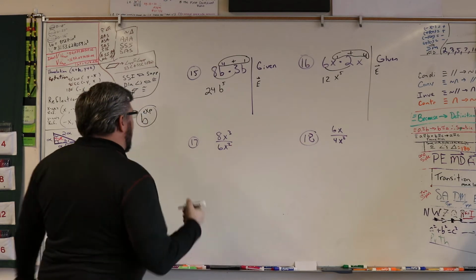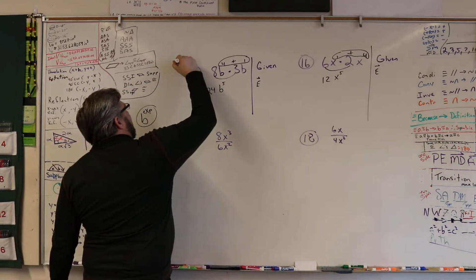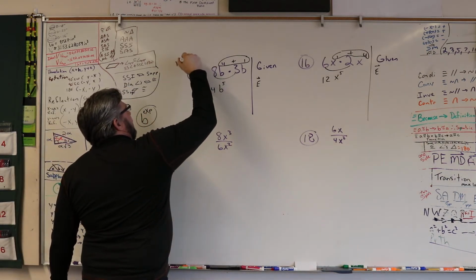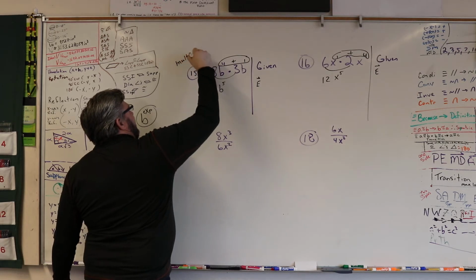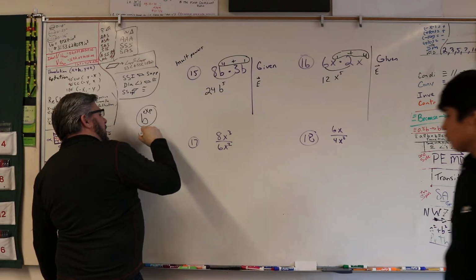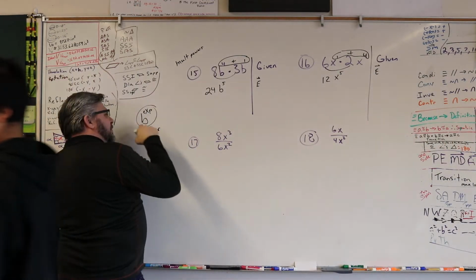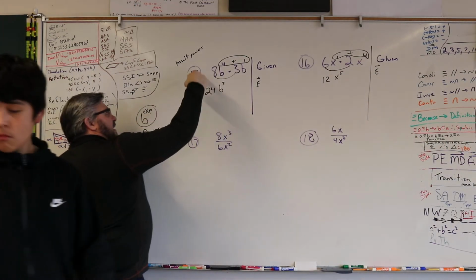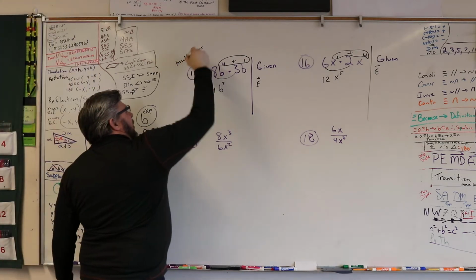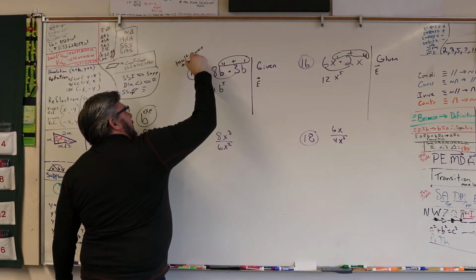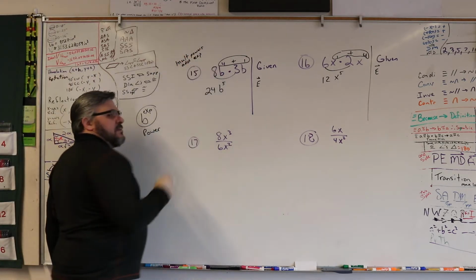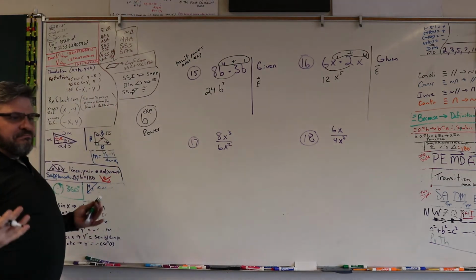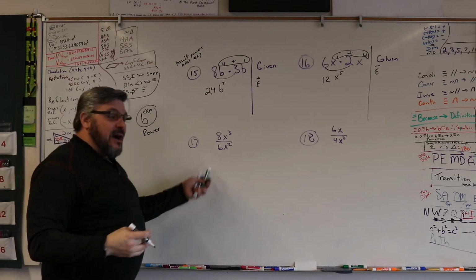Okay? So you want to write that down. When you multiply powers, and this is a power, it has a base and an exponent. That is a power. When you multiply powers, add exponents. Okay? That's it.